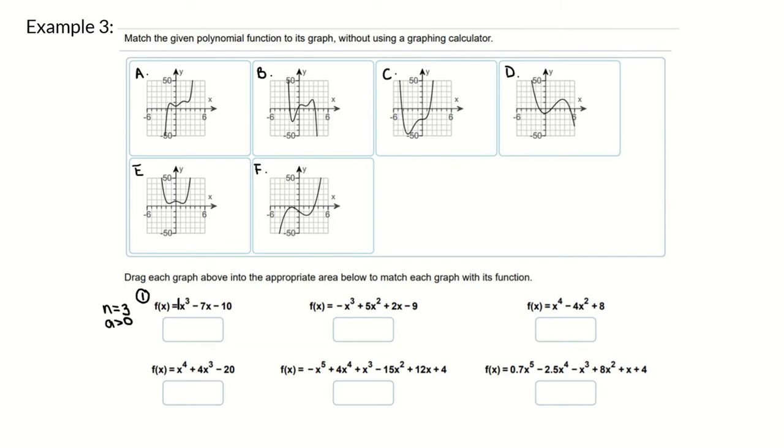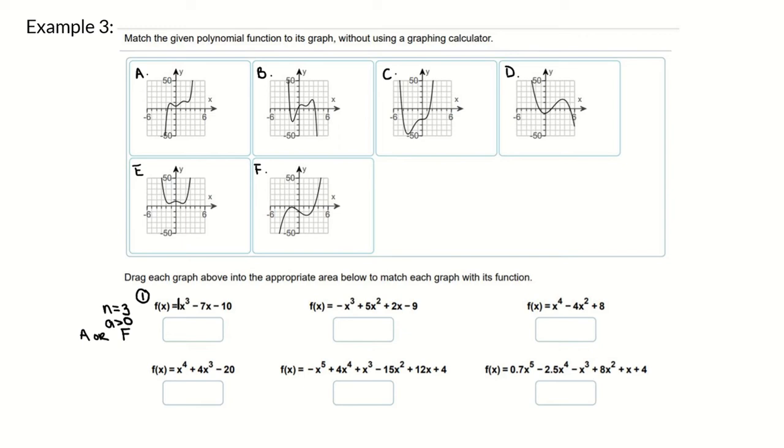So that leaves us with a few possibilities. We could have possibility A. Possibility B, the right end is down, so that's not the correct one. C, both ends match, but we have odd degree, so that's not the right one. D, the right end is down, so that's not correct. E, the ends match, so that's not correct. We have either A or F. Those are the only two with degree 3 and the right end up.